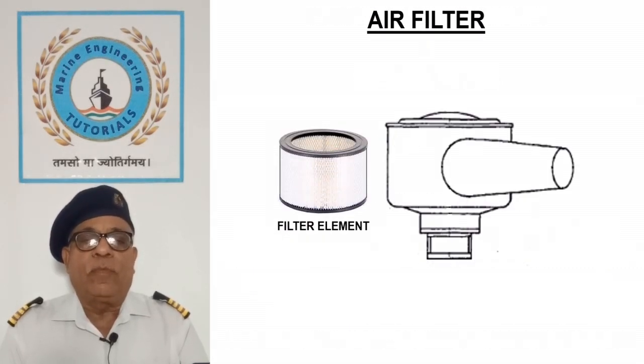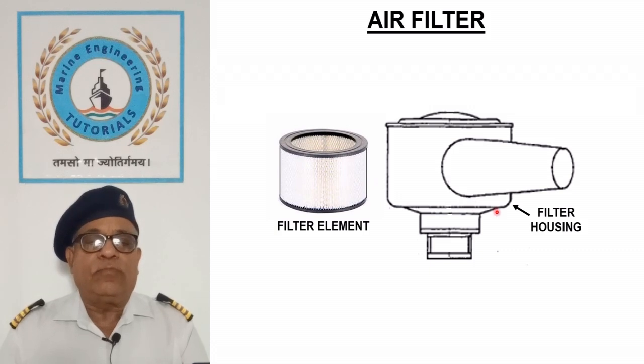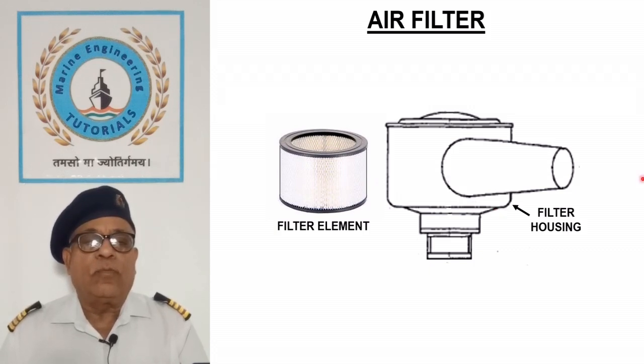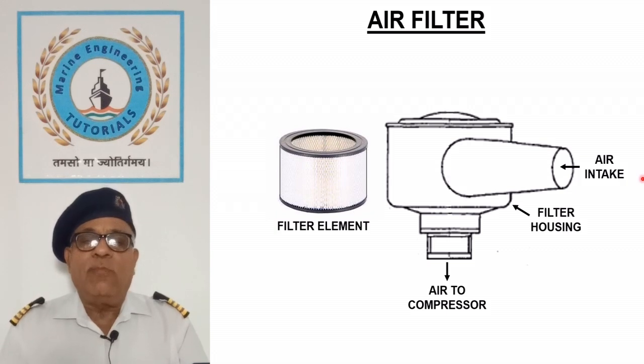Air filter. The sketch shows an air filter which is used to trap the dirt associated with air before it enters the compressor cylinder. It consists of a metallic housing attached on top of cylinder cover. Inward movement of the piston creates vacuum in the cylinder which opens the suction valve and the air enters the filter through the spout.